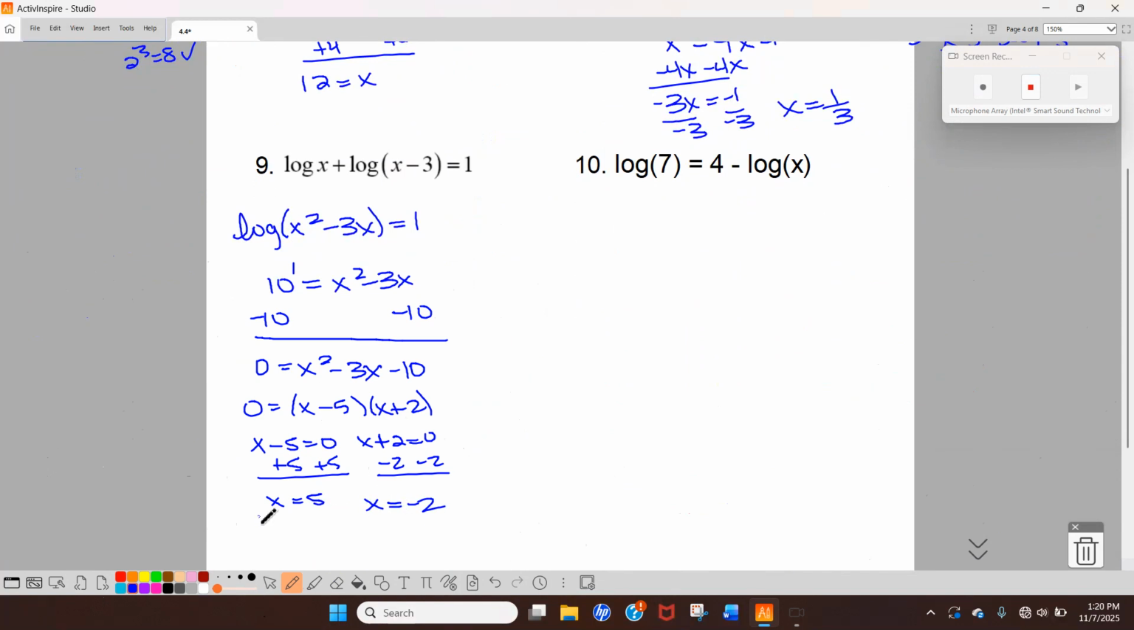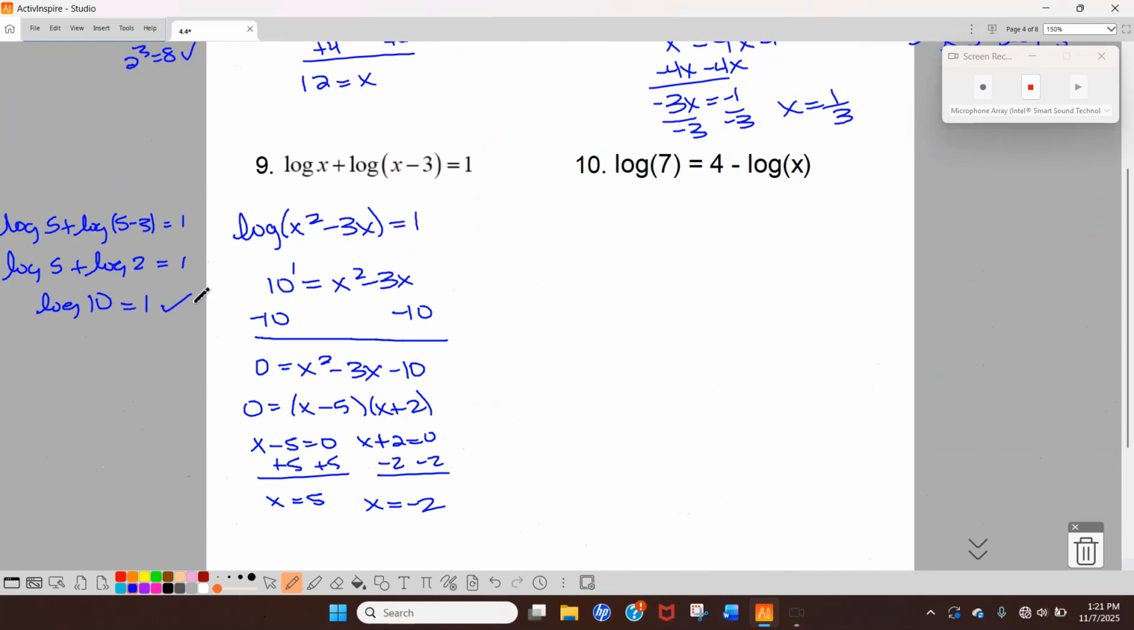Now, generally, when you get two answers, one of them is not going to work. I'm not saying always, just generally. All right, so let's check the 5. So log 5 plus log of 5 minus 3 is equal to 1. So log 5 plus log 2 is equal to 1. So remember that we multiply when we condense addition. So this would be log of 10 is equal to 1. So log base 10 of 10 does equal 1.